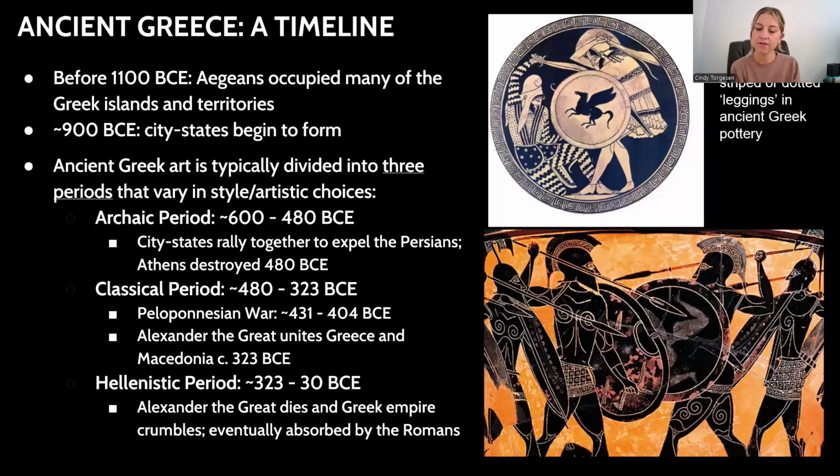Then we're moving on to the classical period. We have the Peloponnesian War, and Alexander the Great unites Greece and Macedonia. And that happens towards the end of it. That really marks the shift into the Hellenistic period. And the Hellenistic period is where Alexander the Great dies and the Greek Empire crumbles. And so this is sort of seen again as the denouement, the slope downward for Greek life.